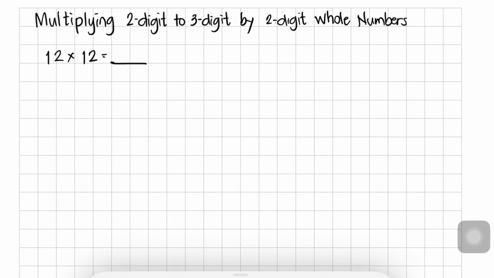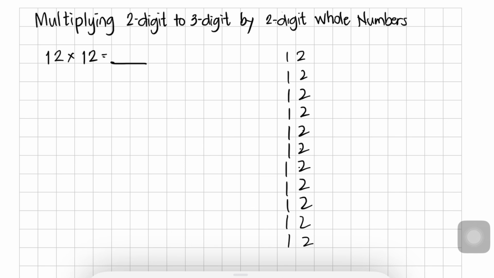Let us try to multiply 2-digit to 3-digit by 2-digit whole numbers without renaming. My first example here is 12 times 12. Of course, it depends on you if you want to do repeated addition, wherein you would have to write 12 times. So 1, 2, 3, 4, 5, 6, 7, 8, 9, 10, 11, 12, and then add all of it. That's one way, but it will be too tedious.